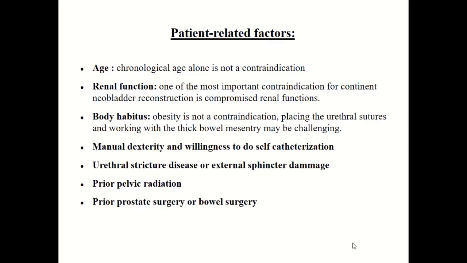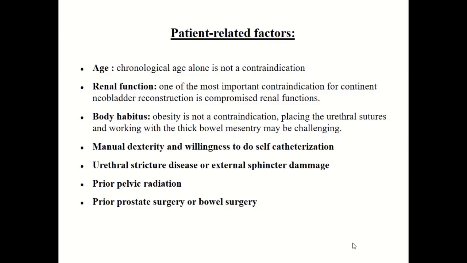Patient-related factors. Chronological age alone is not a contraindication, unless the patient has multiple comorbidities. One of the most important contraindications for continent new bladder reconstruction is compromised renal function. As we use a large portion of bowel segment, it will increase the deterioration from electrolyte imbalance. Obesity is also not a contraindication for the orthotopic new bladder, but placing the urethral sutures and working with a thick bowel mesentery may be challenging. The patient must be willing to do self-catheterization and have manual dexterity.